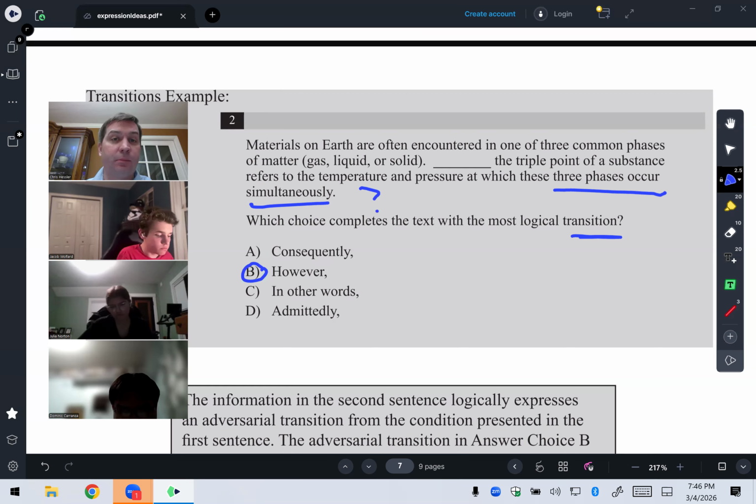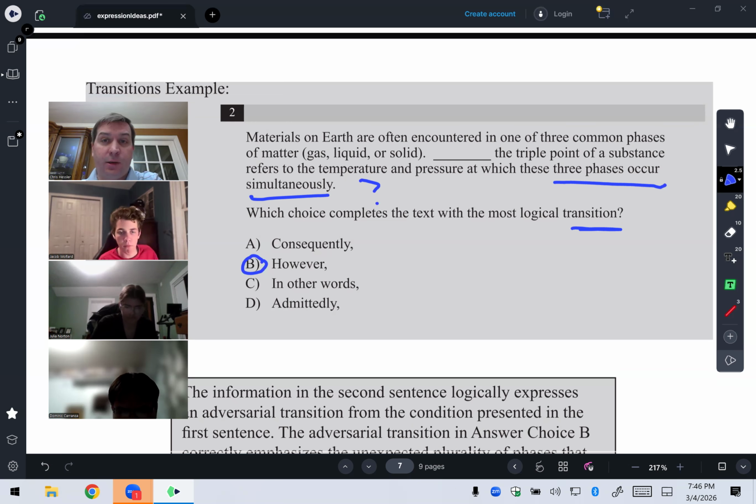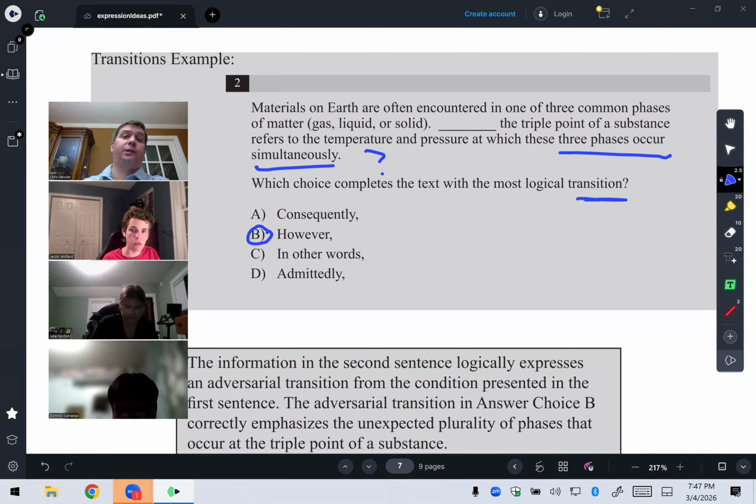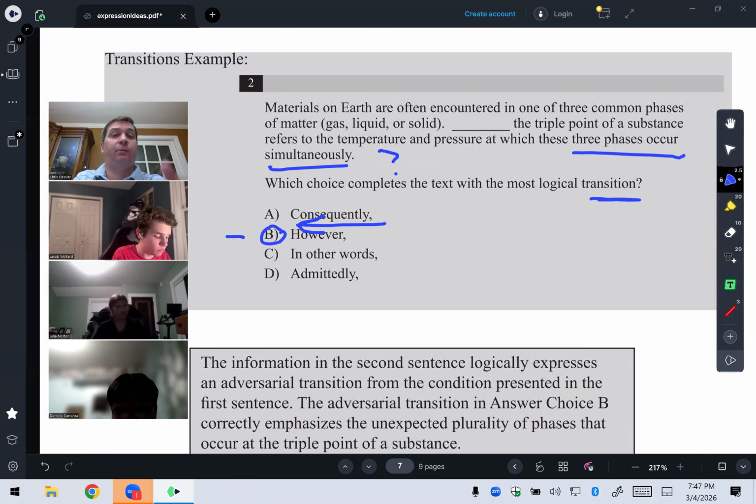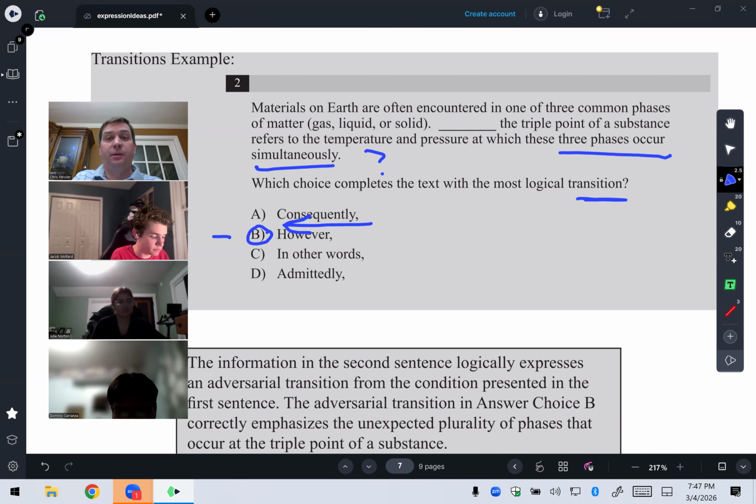I'm going to read the whole thing with the correct transition. Materials on Earth are often encountered in one of three common phases of matter: gas, liquid, or solid. However, the triple point of a substance refers to the temperature and pressure at which these three phases occur simultaneously. All right, so that's the general idea here. That was an adversarial transition. I needed to move in the opposite direction. I needed the minus sign because this is unexpected. After reading that first sentence, I would not expect that all three can happen at once, but they can. So that's why that one was B.